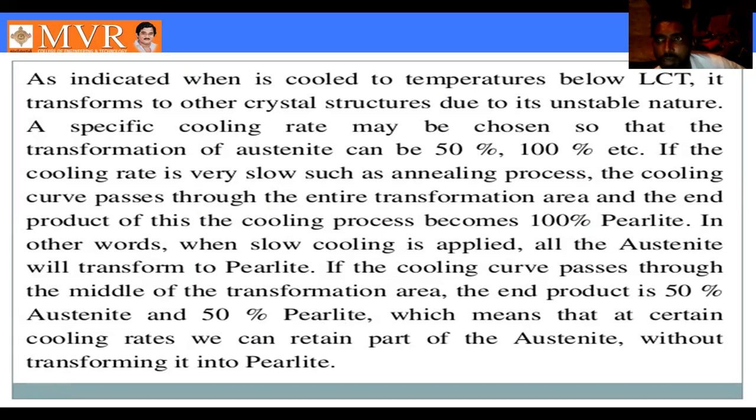Coming to the second curve, the second curve is nothing but the dotted line. From the dotted line onwards we can observe 50% austenite and 50% pearlite. The right curve we can observe 100% pearlite. So that is the point: at certain cooling rates we can retain parts of the austenite without transformation into pearlite. So it is called the upper critical transformation.